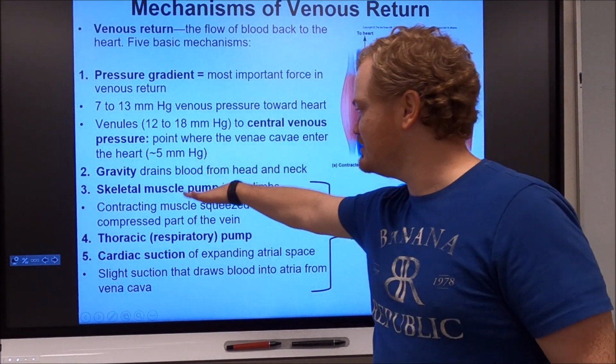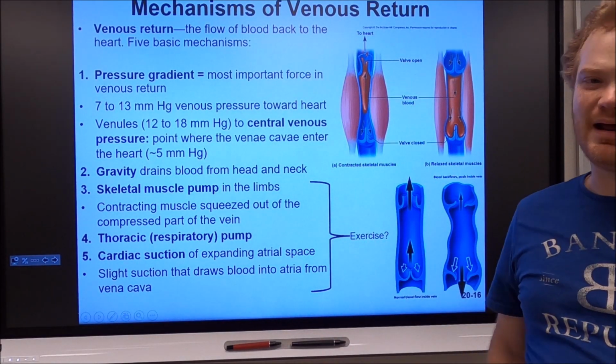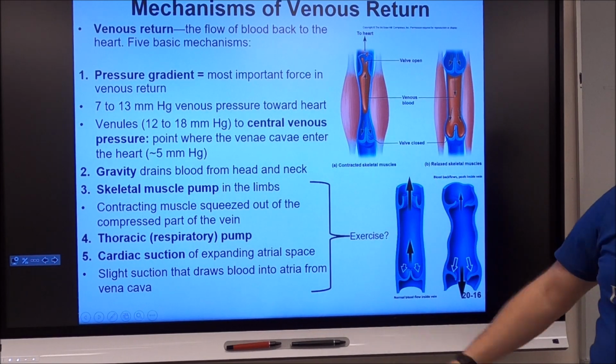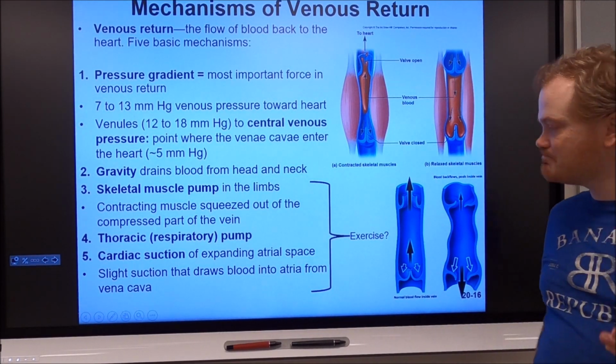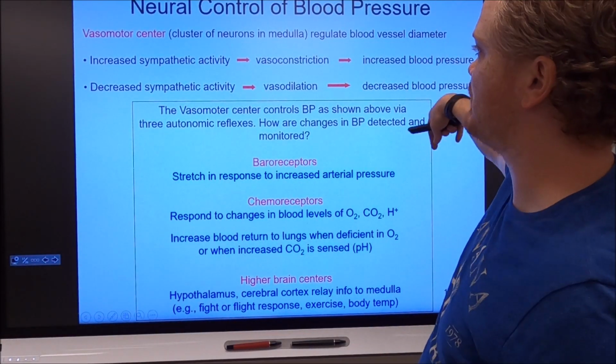And all of these three, skeletal muscle pump, thoracic respiratory, and cardiac suction, they all depend upon exercise. So when you're exercising, these are going to go up dramatically, so that's going to increase the flow through the system. Works like a charm. All right, neural control of blood pressure.